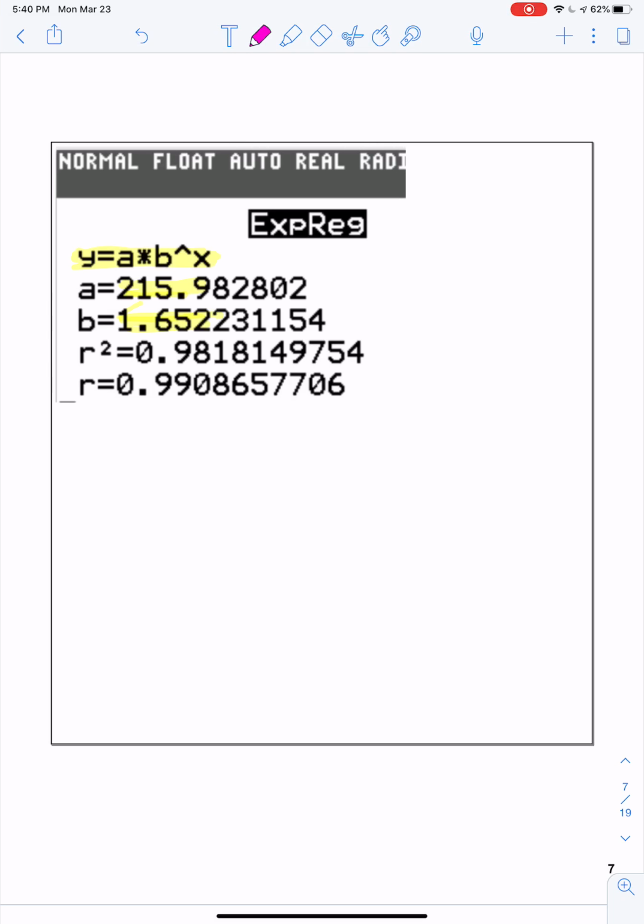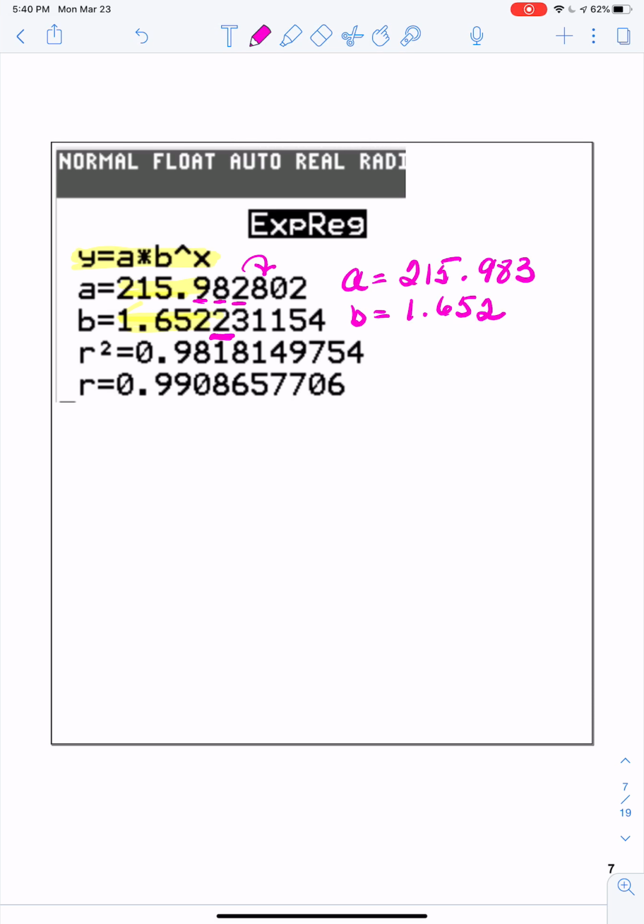If I were to round this, this is tenths, hundredths, thousandths. I have to look at the number to the right. If it's 5 or more, I'm going to round up. So my A here, rounded to the nearest thousandth, is 215.983 because I had to round up. My B to the nearest thousandth would be 1.652, because the next digit is not 5 or more, so I'm going to leave it flat.